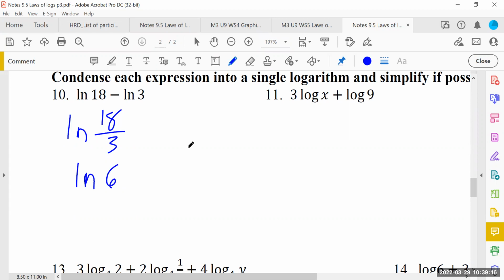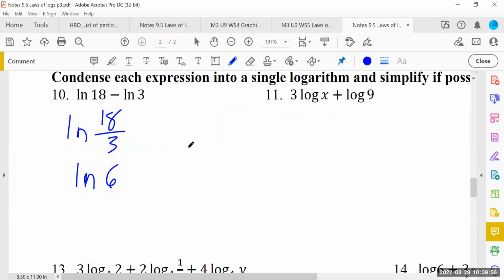Now, this is where having a calculator can get you in trouble. If you do natural log of 18 on your calculator, you get like 2.89037. And then if you do the natural log of 3 on your calculator, you get like 1.0986. If I subtract those and get some nasty decimal, it's technically the same nasty decimal as the natural log of 6. But I'm not going to realize that.